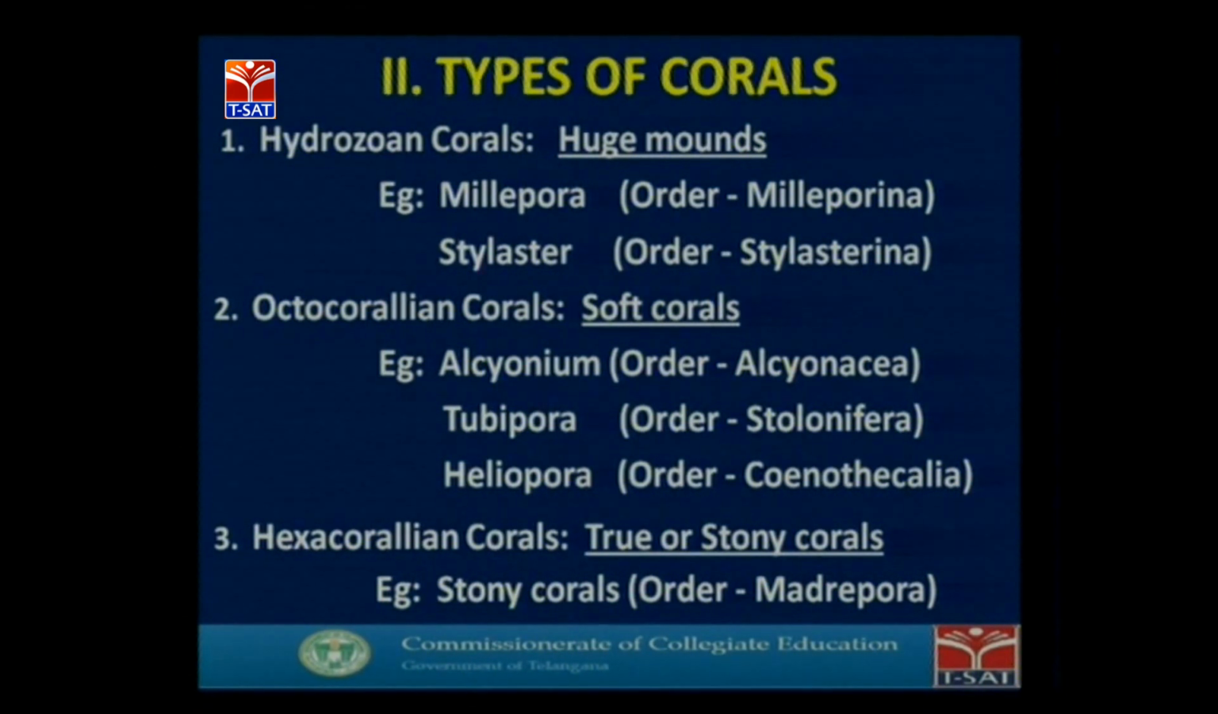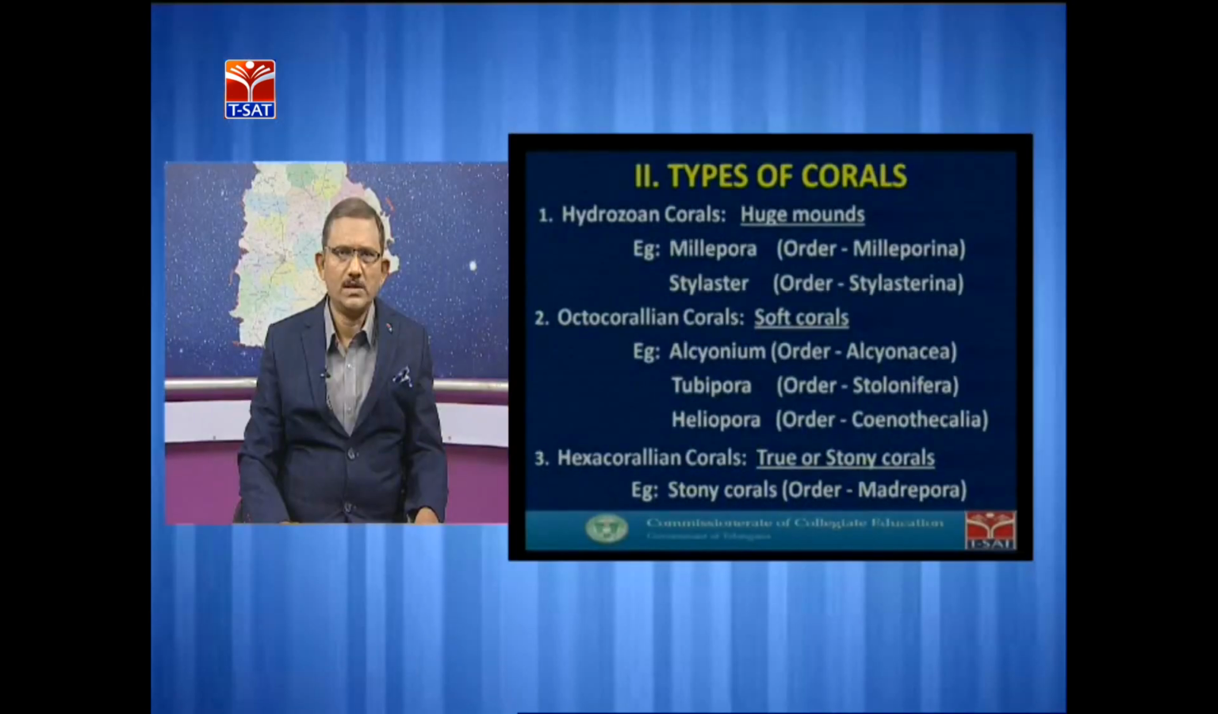Coming to the second type of coral, which is called as octocorallian corals. These corals actually belong to subclass Octocorallia of class Anthozoa. These corals are known as soft corals. Some examples of soft corals include Alcyonium of order Alcyonaceae. Another example of soft coral, Tubipora, belonging to order Stolonifera. Similarly, another example is Heliopora, belonging to order Cenothecalia.